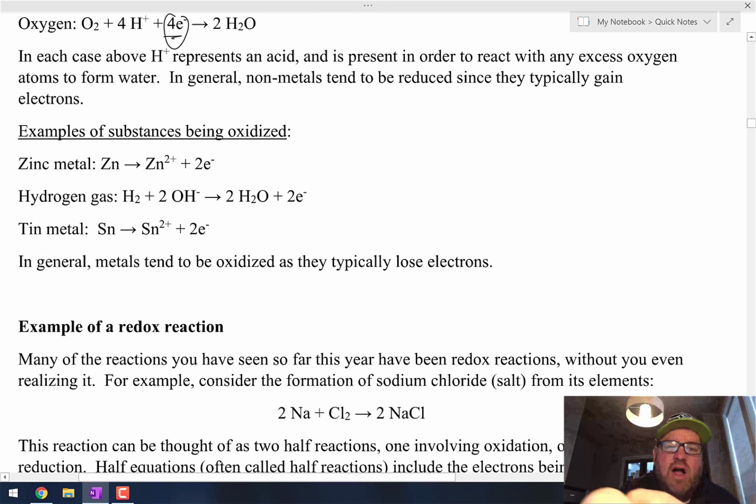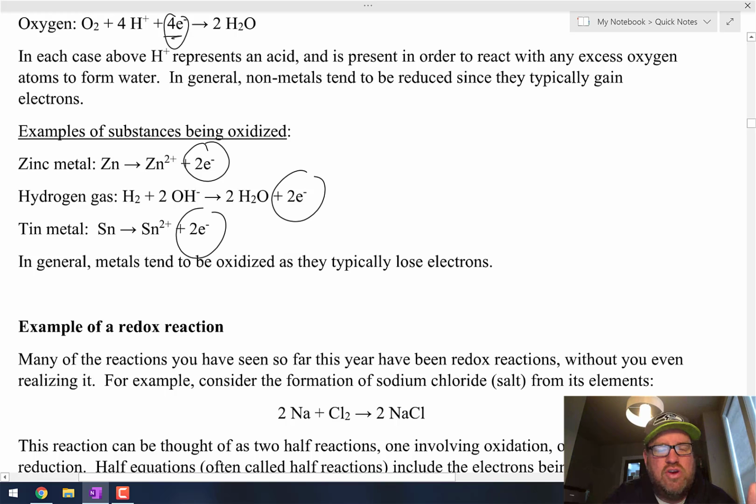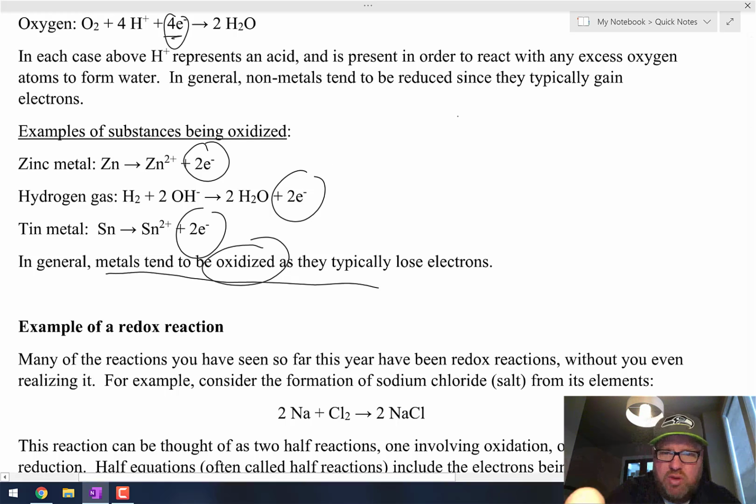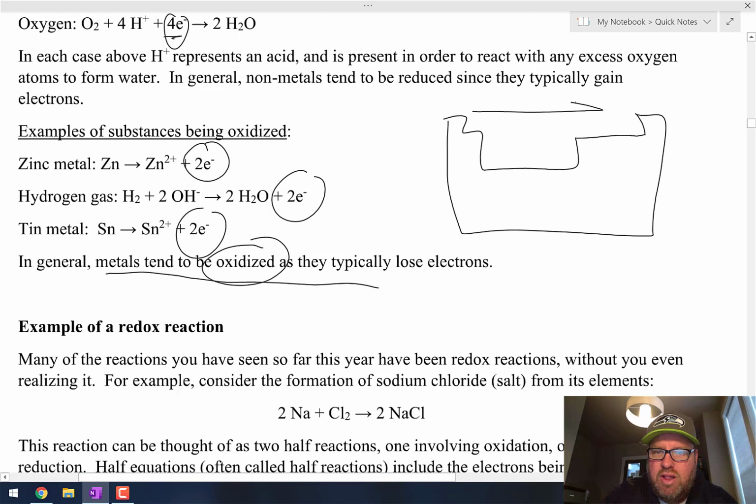Okay, when things are being oxidized, oxidation is losing. So here you can see that the electrons are on the product side. And in general, metals tend to lose electrons, so the metals are the ones that are oxidized. And if you think about it, for an atom to lose an electron, it comes back to ionization energy. And remember that as you go across the periodic table from left to right, the ionization energy goes up. So the elements with the lowest ionization energies are the elements over here.